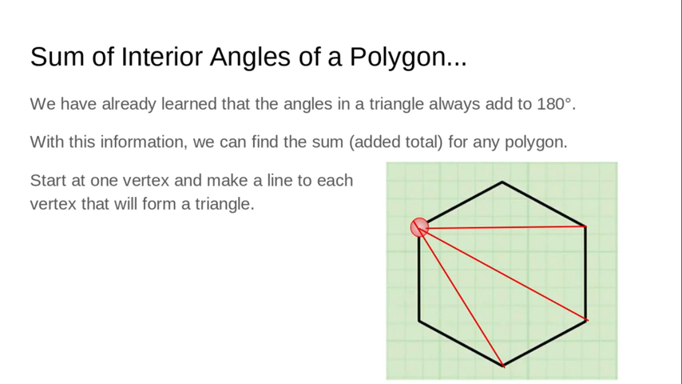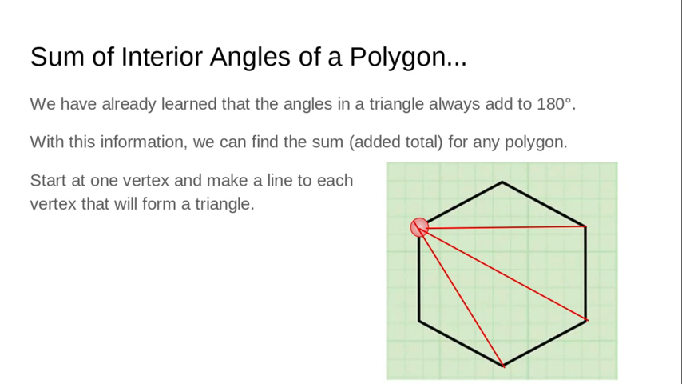Now, the sum, remember sum means add them up. The sum of the interior angles of a polygon has its own special theorem. It's called the interior angle sum theorem. So I want to explain that to you. You've already learned that the angles in a triangle always add up to 180 degrees. So we're going to use that to find the sum of all of the angles of a polygon.